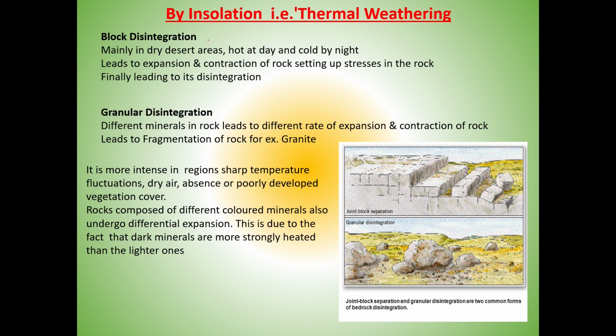First, number one is block disintegration. Here we can see block disintegration. It is generally in homogeneous rocks, mainly in dry desert areas, hot at daytime and cold at night time. So the range of temperature during the day is very high, and during the night, it is very cold.